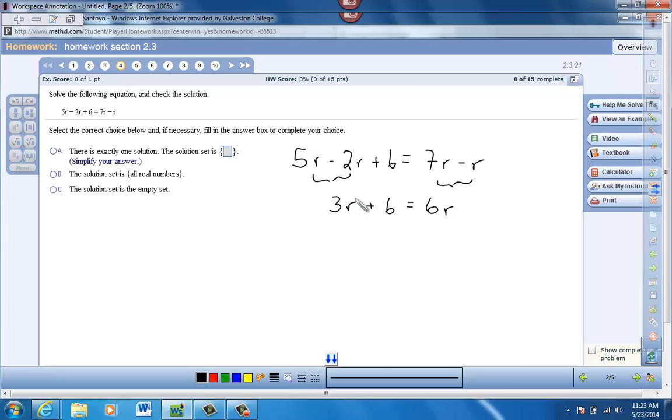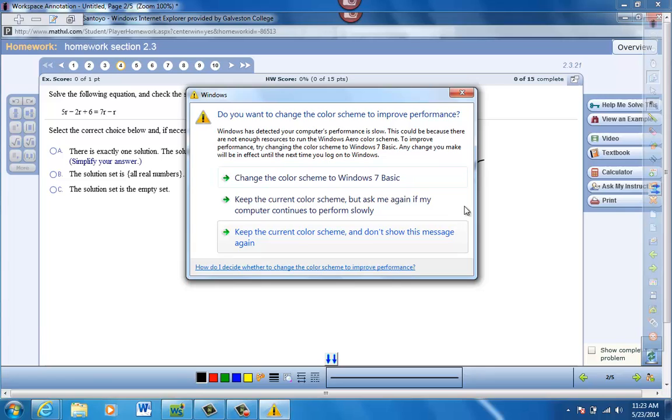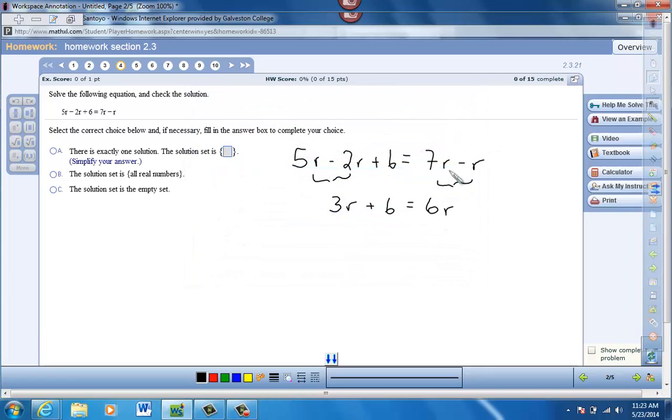So we see we have a variable term on both sides. One of the things that you learned from 2.1 was to move the smaller variable term. 3r, 6r. So let's move this 3r. Once again, we can use our addition property, subtract 3r because that's a positive 3r. And what you do to one side of the equal sign, you do to the other side of the equal sign. That cancels out. We have 6 equals, well, 6r minus 3r gives us 3r.